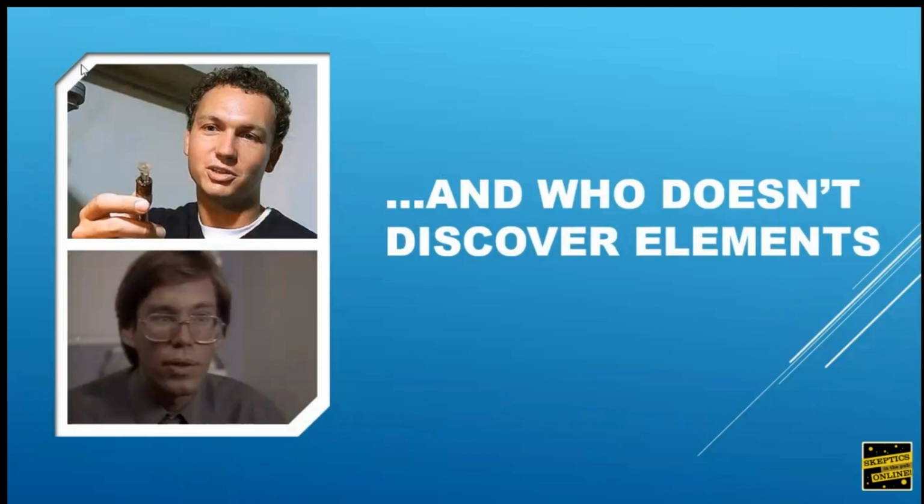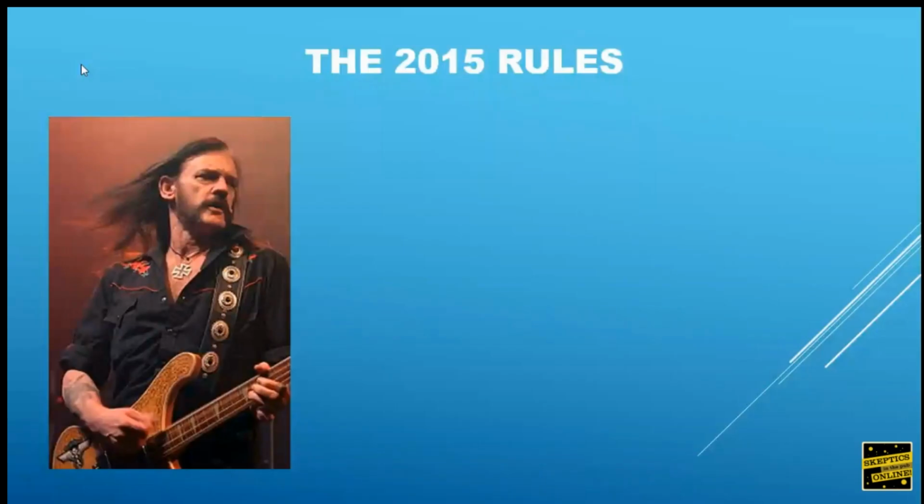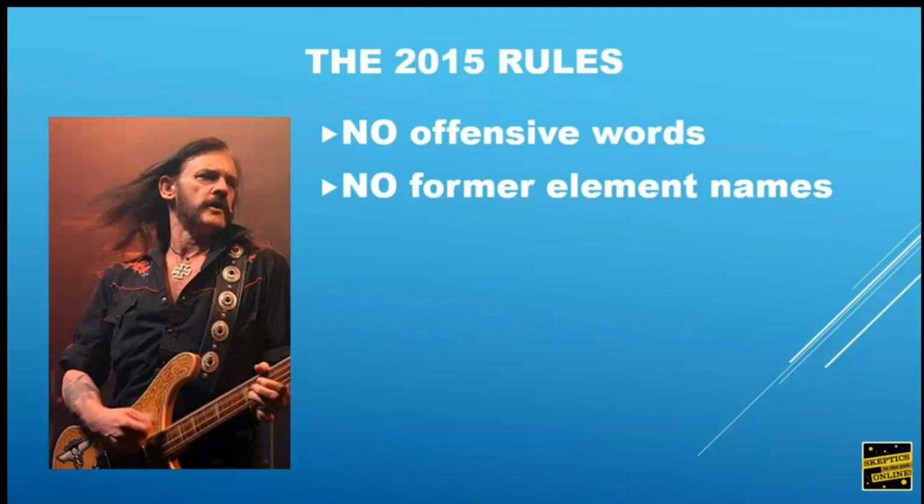How do you actually name an element? Well, the 2015 rules came in, and this is all about Lemmy, remember? No offensive words. You cannot name an element something rude. They must all end, by the way, in -ium, unless they are a halogen, in which case they end in -ine, or a noble gas, in which case they end in -on. No former element names. That's quite a biggie. As I mentioned, you can't have an element name that has already been there. It just creates confusion, and we want to try and eliminate that as much as possible.